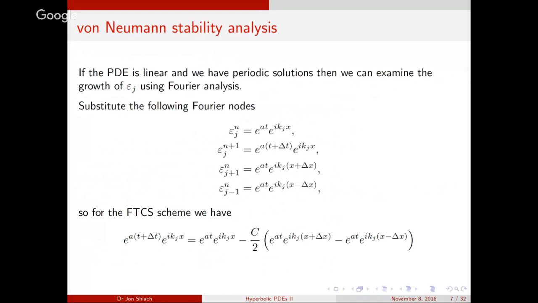Don't worry about a. That's going to disappear. Don't worry about k. That's going to disappear. I've left it in there so it's more mathematically correct, but they'll disappear in the analysis. Well, this is for the J node at the time level n. If I go forward in time, so now time level n plus 1, what we have here is exactly the same, except instead of t, we've got t plus delta t. So I've gone forward one time step.